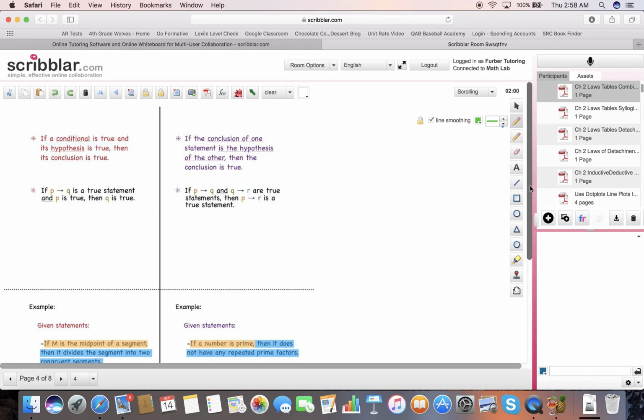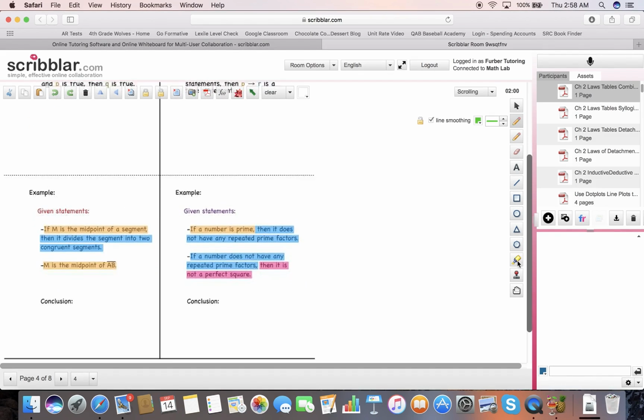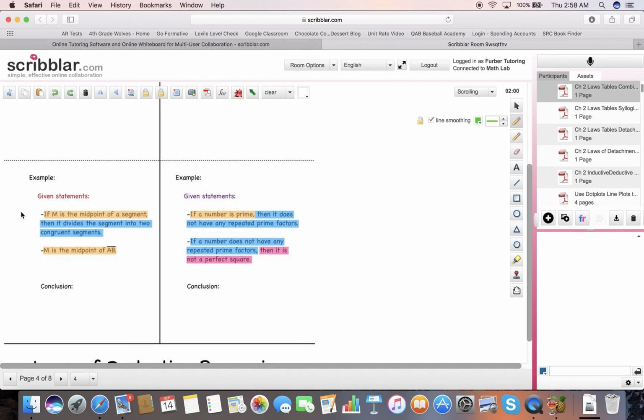Okay, so let me give you an example. They're going to involve two statements. Here are the given statements. The first thing that you're going to see is a conditional. If M is the midpoint of a segment, then it divides the segment into two congruent segments. Okay, that's a conditional. The hypothesis is true, the conclusion is true.